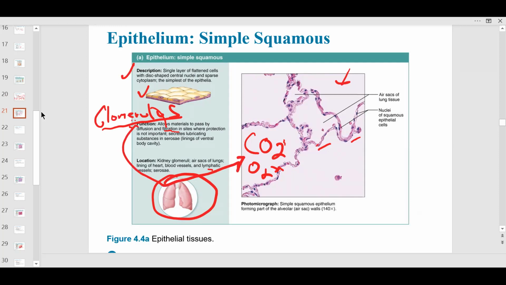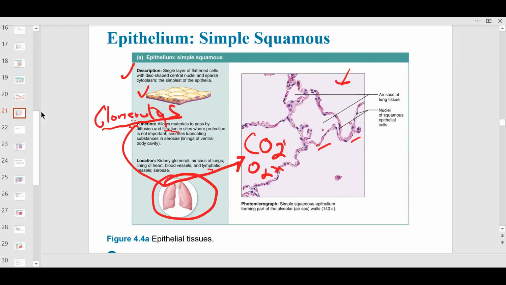Carbon dioxide and oxygen. By the way, carbon dioxide and oxygen are very lipid soluble, so they'll move in and out of membranes very easily, as opposed to something that's non-lipid soluble, like a protein or carbohydrate. They have a harder time getting through a mostly lipid membrane.